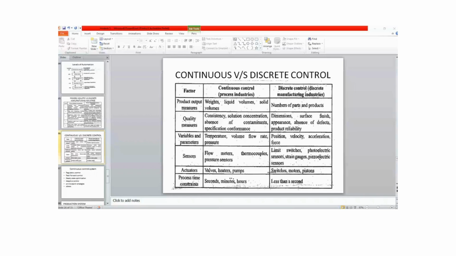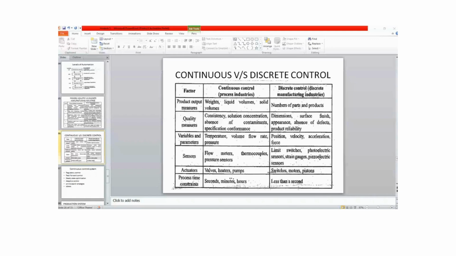Then the second point, quality measures. Here you are going to check the consistencies, the solution concentrations, and the absence of any contaminants, the specification conformance. All those conformances you are going to consider with respect to quality.